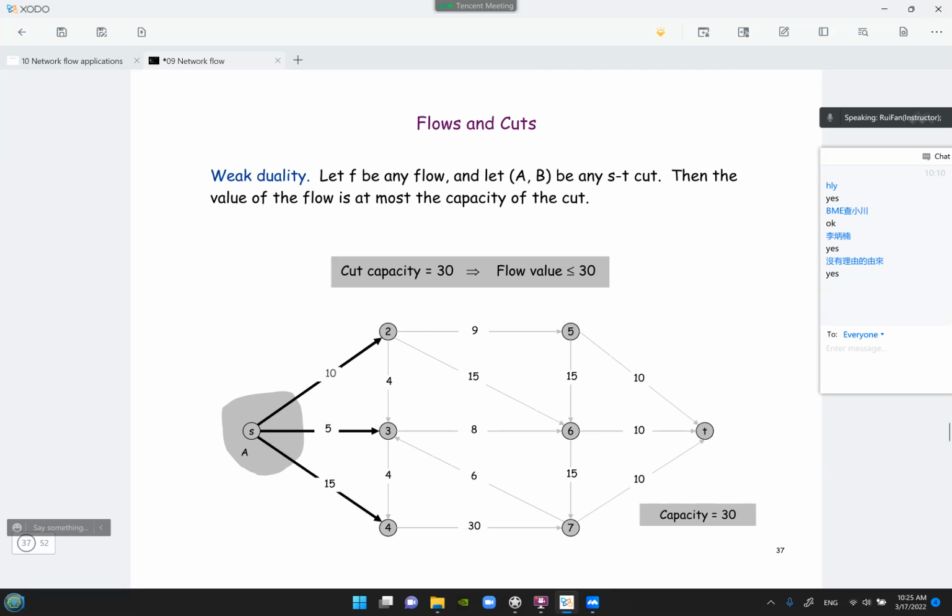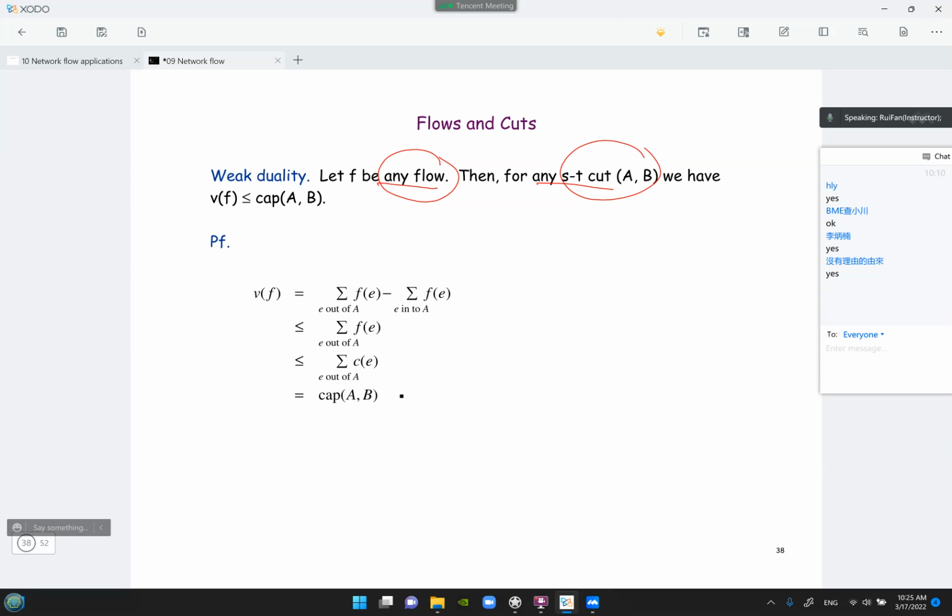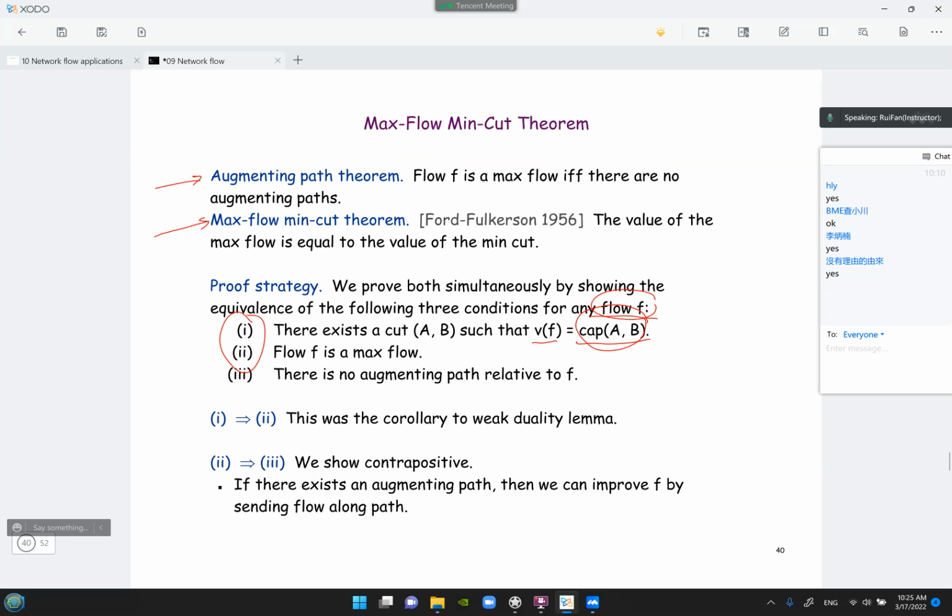But that's impossible by the weak duality property, which says that any flow is no more than any cut. Therefore, if you can ever find a cut which is equal to the flow, then that cut is minimum, and also that flow is maximum. So statements 1 and 2 imply the max flow min cut theorem.